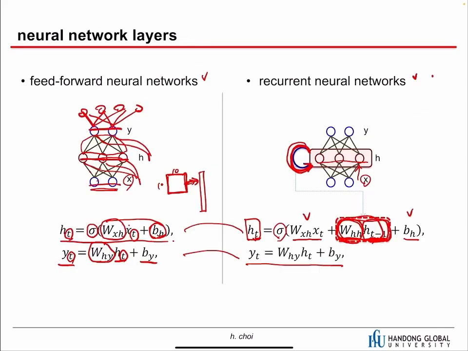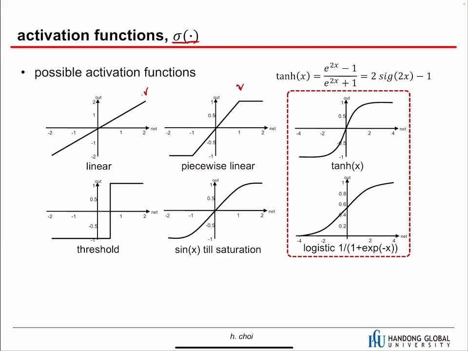From input to output, if this sigma is linear, then the whole neural network will be a linear function from x to y. To make this neural network a nonlinear function, we need the nonlinear activations here or here. So this one is piecewise linear. That's good. And also hyperbolic tangent or sigmoid function. Usually hyperbolic tangent or sigmoid functions were popular a long time ago. And this one is piecewise linear or hard hyperbolic tangent.